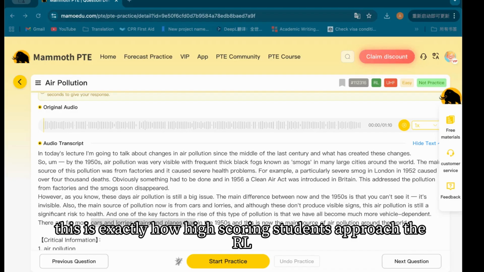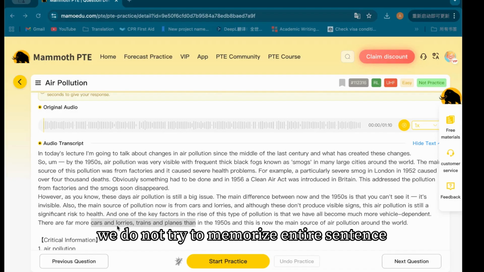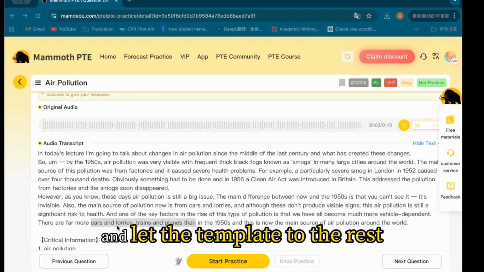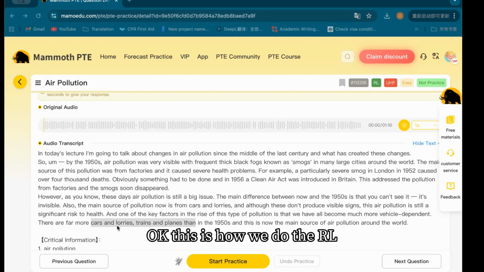This is exactly how high-scoring students approach the RL. We do not try to memorize the entire sentence. We listen sentence by sentence, capture the keywords, and let the template do the rest. Okay, this is how we do the RL.